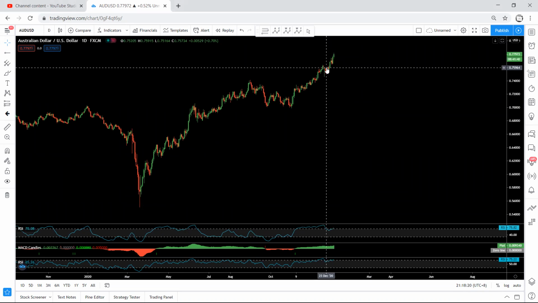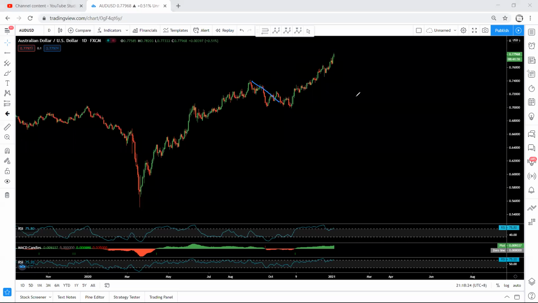But now the question is whether we can expect to get a correction similar to what we have here or not. How high can this move go? How long will we be within this move? Because when we have this kind of move, we should expect a correction before the continuation.